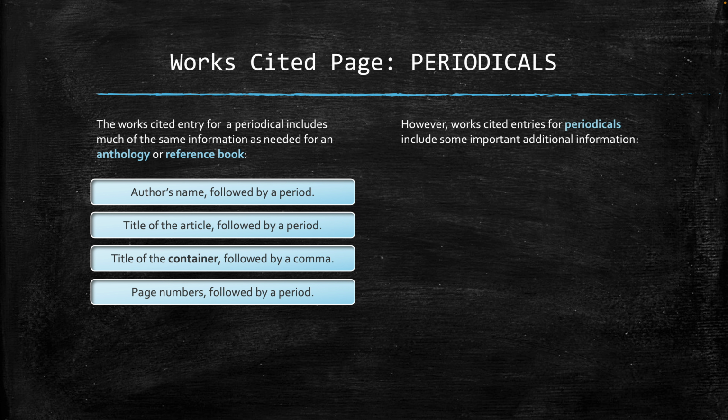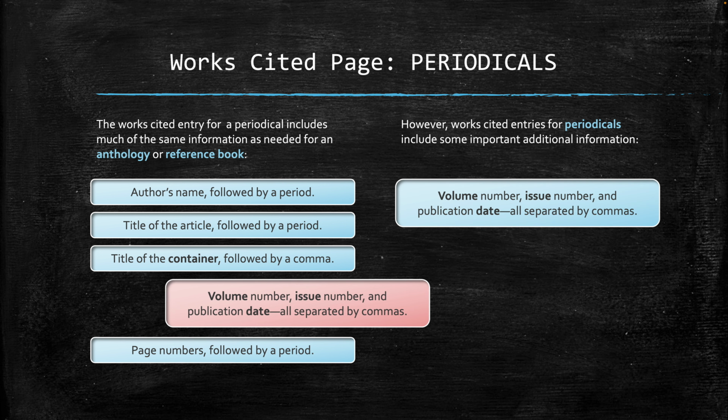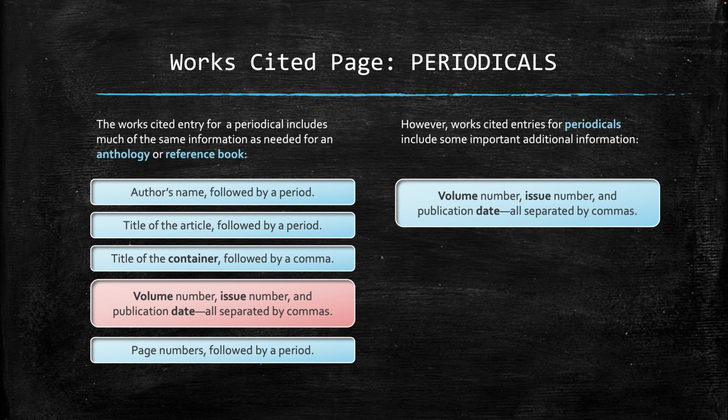However, works cited entries for periodicals include some important additional information that you didn't need for books. That would be the volume number, the issue number, and the publication date, in that order, all separated by commas. And where do they go in the works cited entry? They go right after the container and before the page numbers.